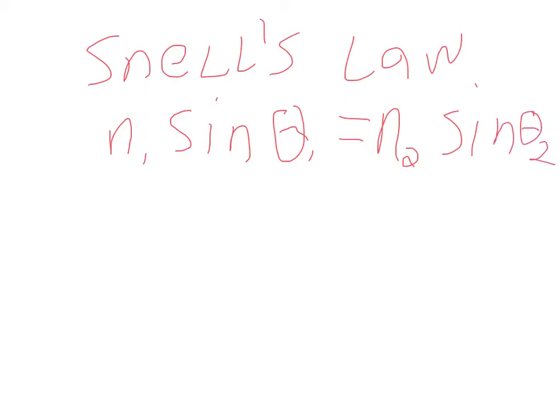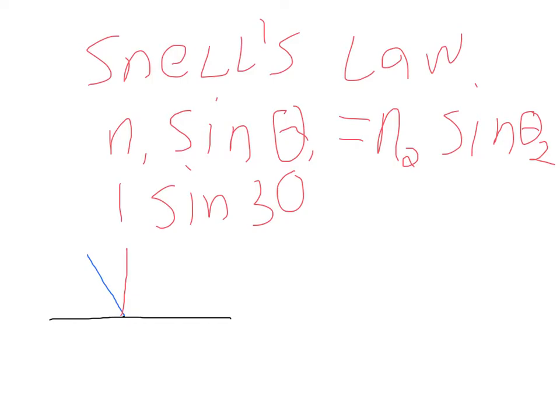So for example, let's say you have air. n1 for air is exactly 1. And let's say it's coming in at a 30-degree angle. You could do sine of 30. So a picture of this would be something like that. Here is your media change. If you do a 90-degree angle from it, this was 30.